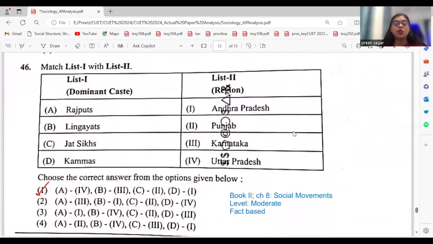Match list 1 with list 2, dominant caste and region. So Rajputs, they are from Uttar Pradesh. Lingayats from Karnataka, Jat Sikhs, Punjab, Kammas, Andhra Pradesh. Option A is the right answer. A4, B3, C2, D1.